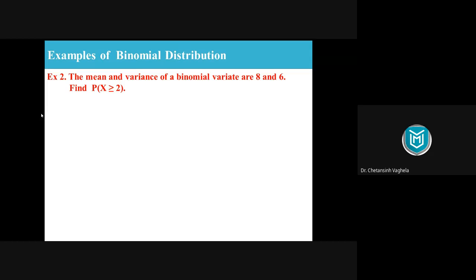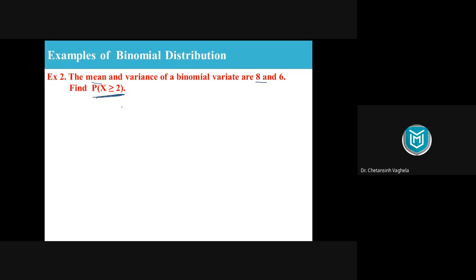Let's quickly go for the second one. Now, instead of identifying the distribution, here the question is extended to find probability that x is greater than equals to 2. Information जो भी है फिर से वही है. Mean की वैल्यू दी गई है 8. The mean and variance of binomial variate is 8 and 6, and we are supposed to find probability that x is greater than equals to 2.